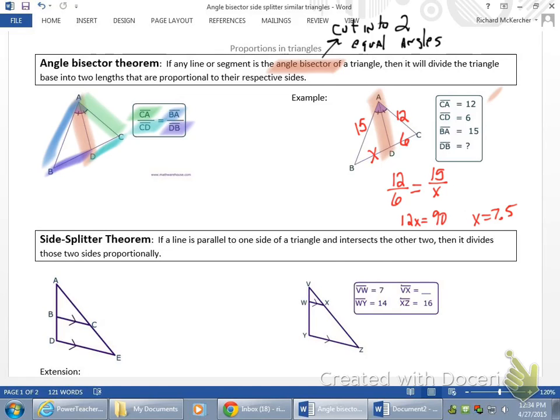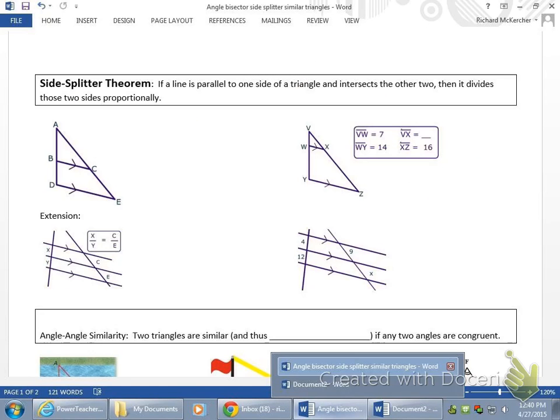We're going to look at side splitter next. The side splitter theorem tells you that if you have any line parallel to a side of a triangle and it intersects the other 2, like over here, this line is parallel to this side of the triangle, and again up here, then it's going to divide those sides proportionally. So specifically, we look at the different proportions that are there. Alright, I think you can see that AB is going to be proportional to AC, that chunk over there.